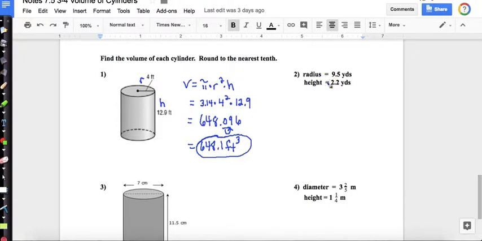I need a radius and a height. I already have it. There's no picture here, so we're just going to write the formula. V equals pi times radius squared times height.